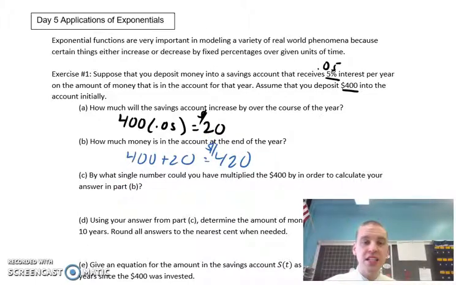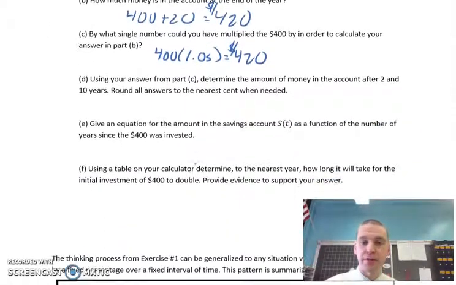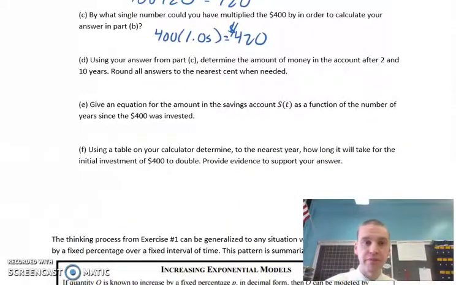It says, by what single number could you have multiplied the 400 by in order to calculate part B? So this is the idea that we've talked about, that you really had 100% of your money and you added 5% on. So you could have done 400 times 1.05 equals 420. And again, that 100% includes the amount that you already started with, and that 5% is the amount that you're adding on to the original amount, or the amount that you have.